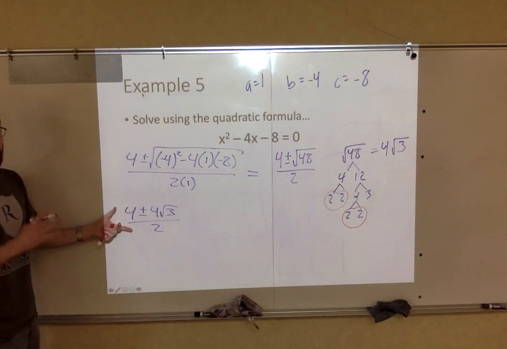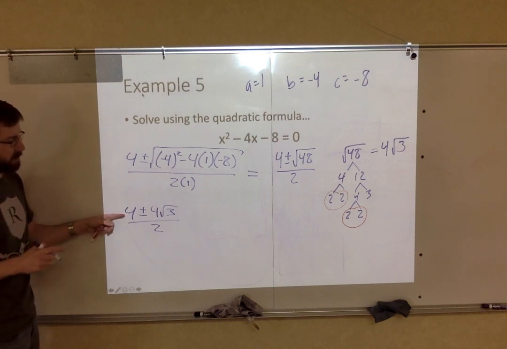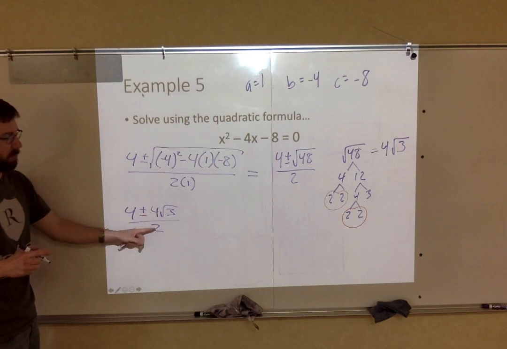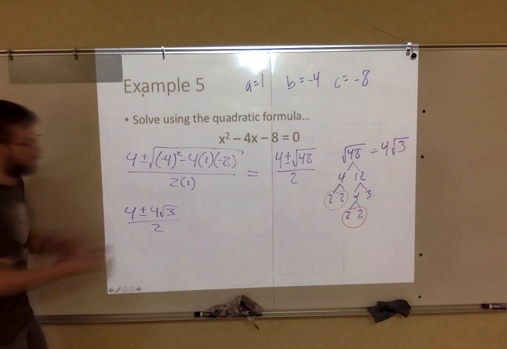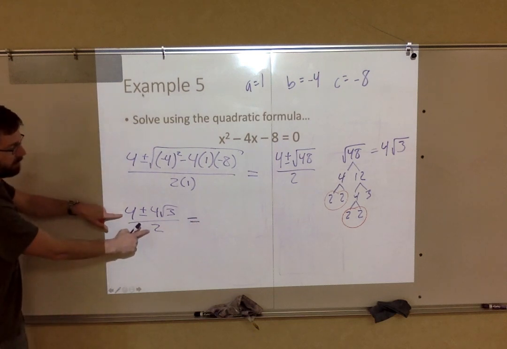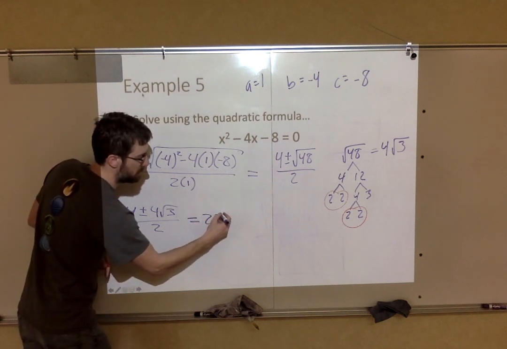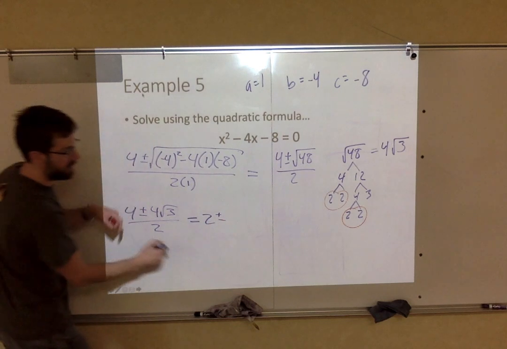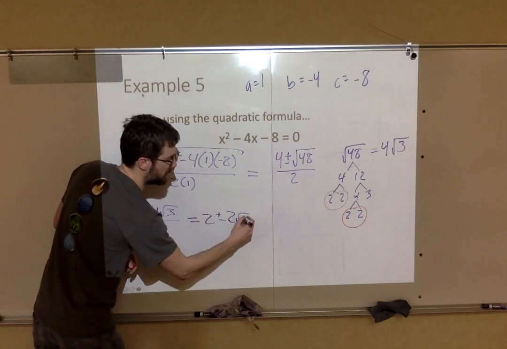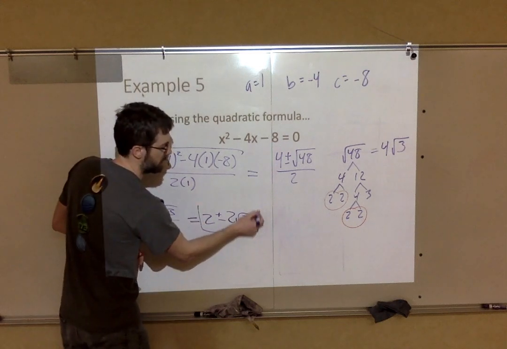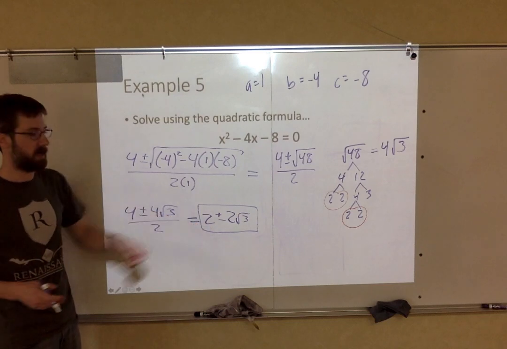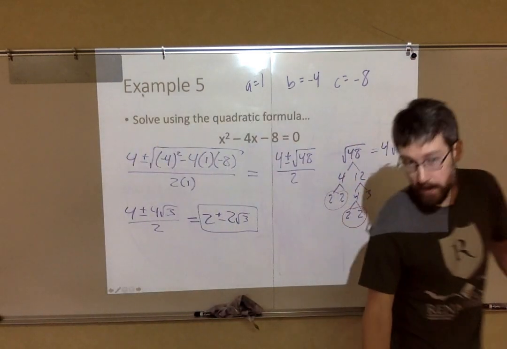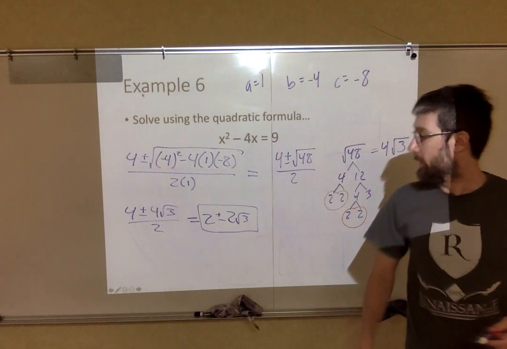Now, if I'm looking at this, it's not quite all the way simplified because the terms on top both have a 4 with them and the denominator is a 2. Both of these are divisible by 2. So the 4 divided by 2 is 2, plus or minus, and this 4 divided by 2 is also 2. So 2 plus or minus 2 root 3. And the nice part about these is you can just leave them like that with a plus minus, and that's your answer. All right, so take a look at this last one, pause, and give this one a shot.